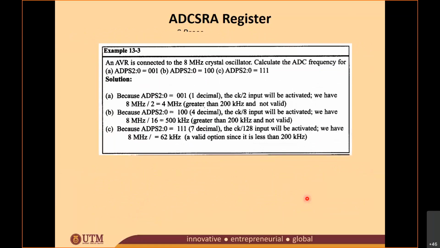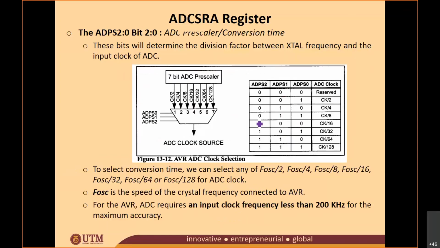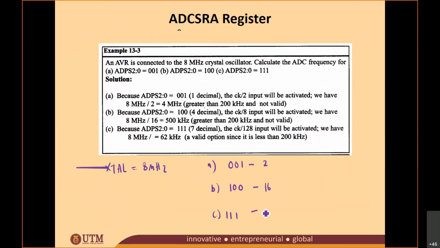For example, let's look at this example here. An AVR is connected to an 8 megahertz crystal oscillator. So you connected your ADC to 8 megahertz, and you're going to calculate the ADC frequency for these ADPS2 settings. A is 001, B is 100, and C is 111. For this one here, you use a prescale of 2. What about 100? 100 is 16, and 111 is 128. So it is a prescale of 16, and a prescale of 128.